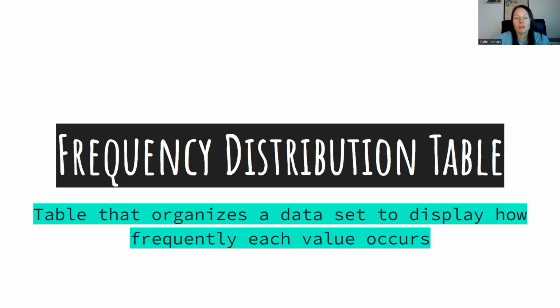Okay, so we're going to get started with frequency distribution tables to start off with. Frequency distribution tables are just tables that we make that organize a data set to display how frequently each value occurs. You may have done this before, maybe not, but I'm going to teach you 3 different types of frequency distribution tables that you can make for this class.